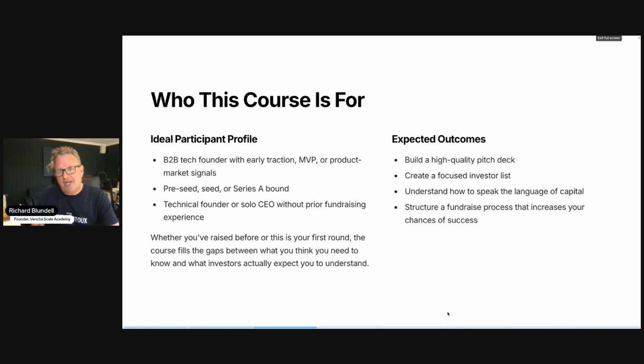We're going to teach you how to understand the language of capital. And that's really, really important, an important nuance to understand what they mean and the different terminology and the different languages. And then we're going to structure for you a fundraising process that significantly increases your chance of success. So that's who this course is for. Hopefully you're one of those people and you're ready to get learning.